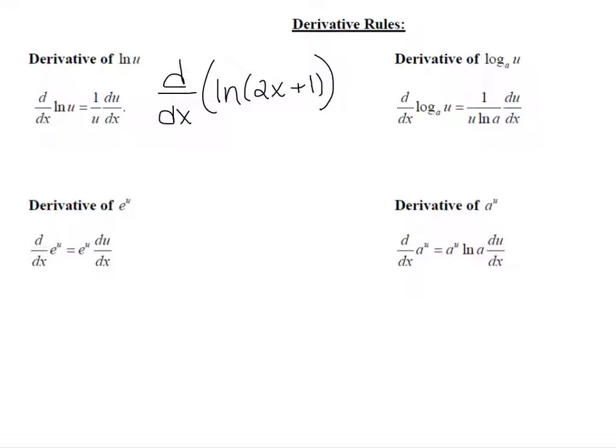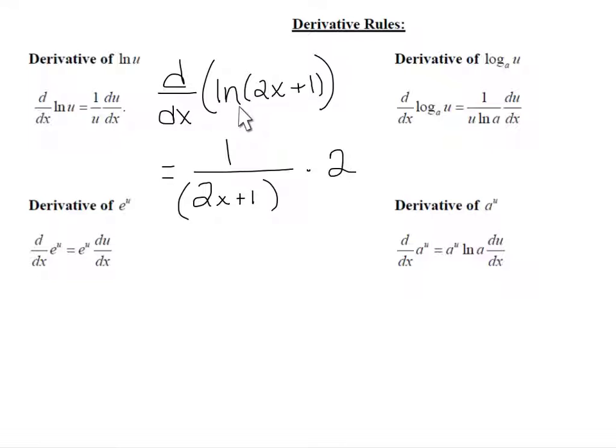Now I'm going to find the derivative of the natural log of 2x plus 1. Following this rule, the derivative is 1 over u, which is 2x plus 1, times du dx. So that would be times 2. But let's look at this. The other rule is 1 over u times the natural log of the base.